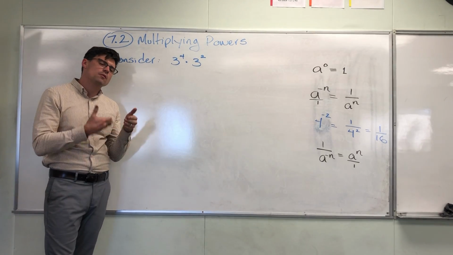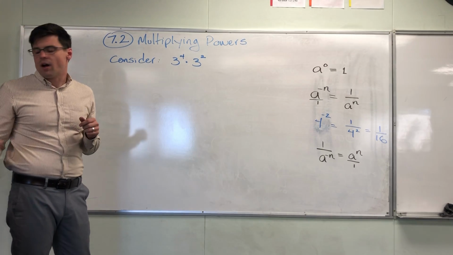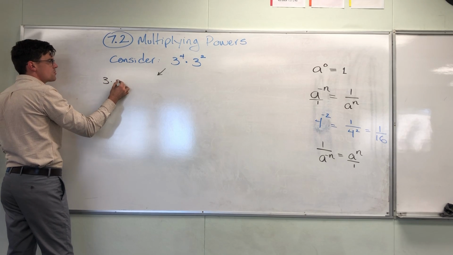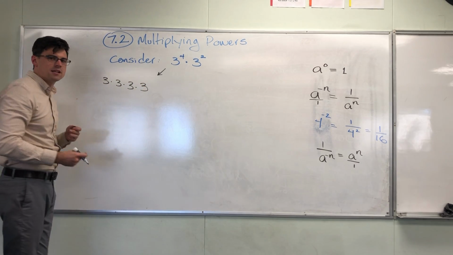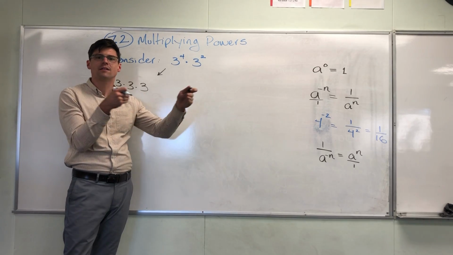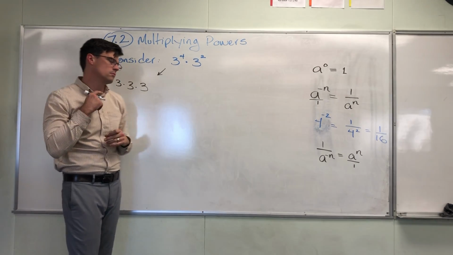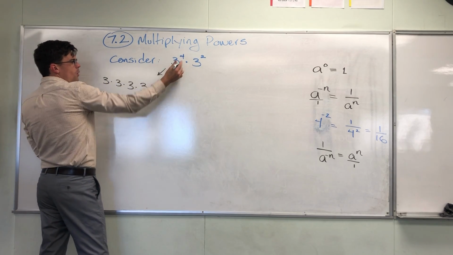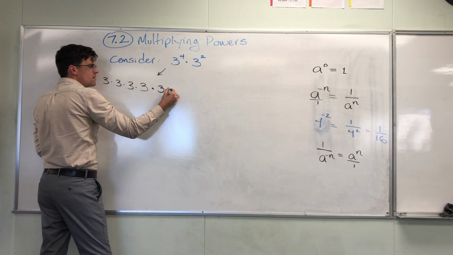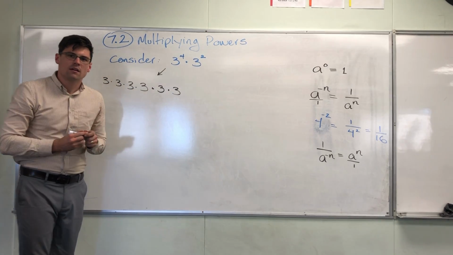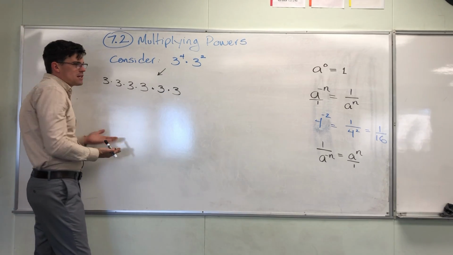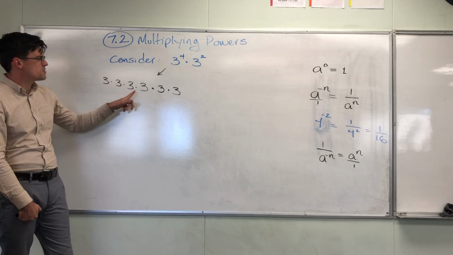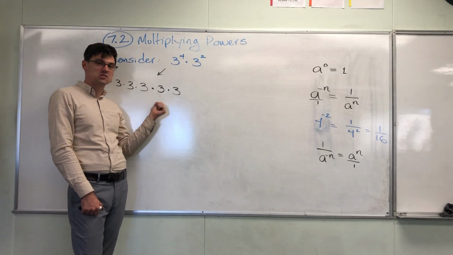An exponent is just repeated multiplication. So if I have 3 to the 4th power, that is literally 3 times 3 times 3 times 3. I expanded the power, I wrote it in its literal form. And then we have 3 times 3. So we've got our 4 3's here, and then we're multiplying that by 2 more 3's. That's what 3 to the 2nd power would mean. And so we add that all up, and this is the same as just 3 to the power of 6. 3 times 3 times 3 times 3 times 3 times 3, that's 6 3's being multiplied together.